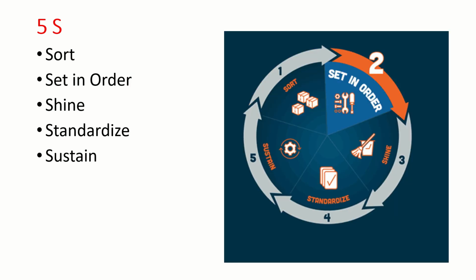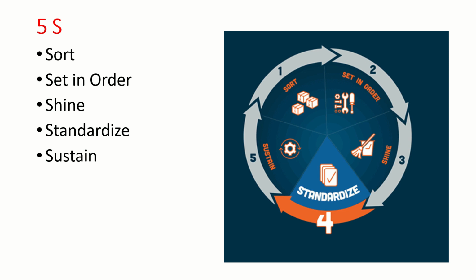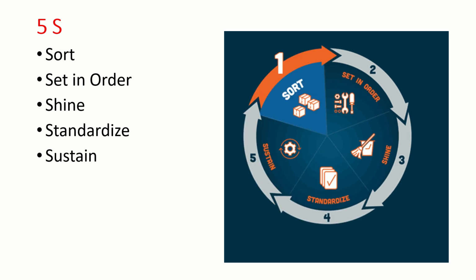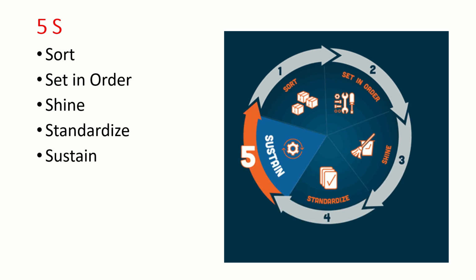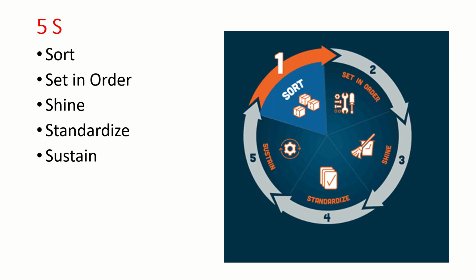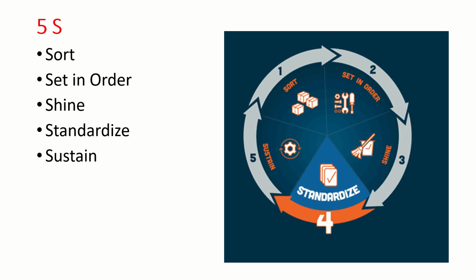These 5 S's stand for sort, set in order, shine, standardize, and sustain. You need to sort the things in the first place. Whichever is not needed should be removed. Then the things should be set in order. Then you should be able to clean the things, shine it, and then keep it.